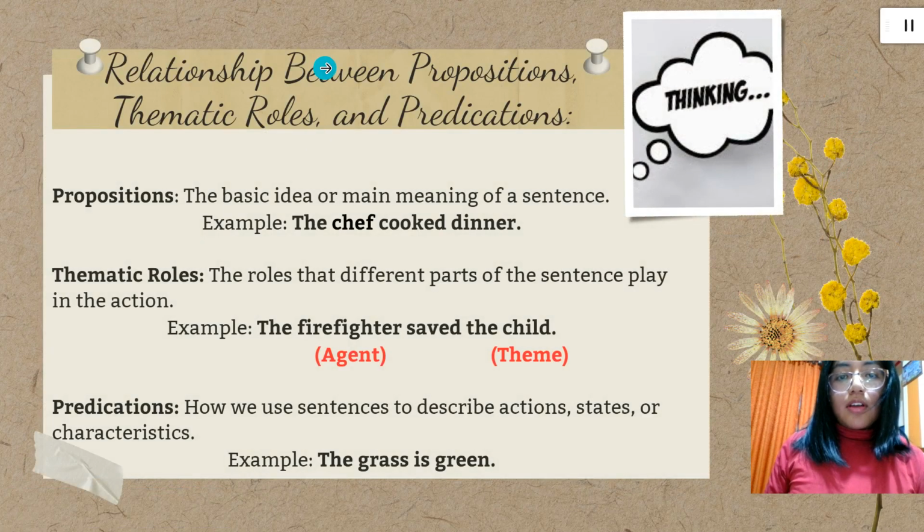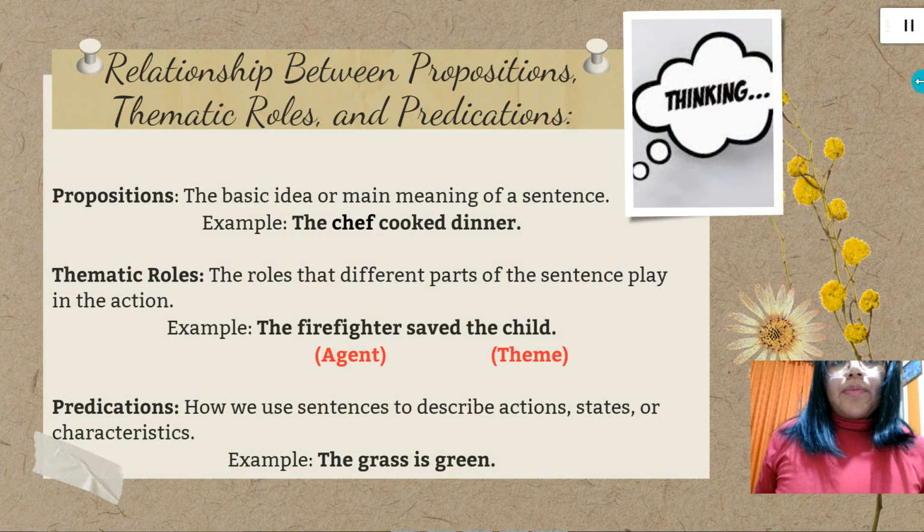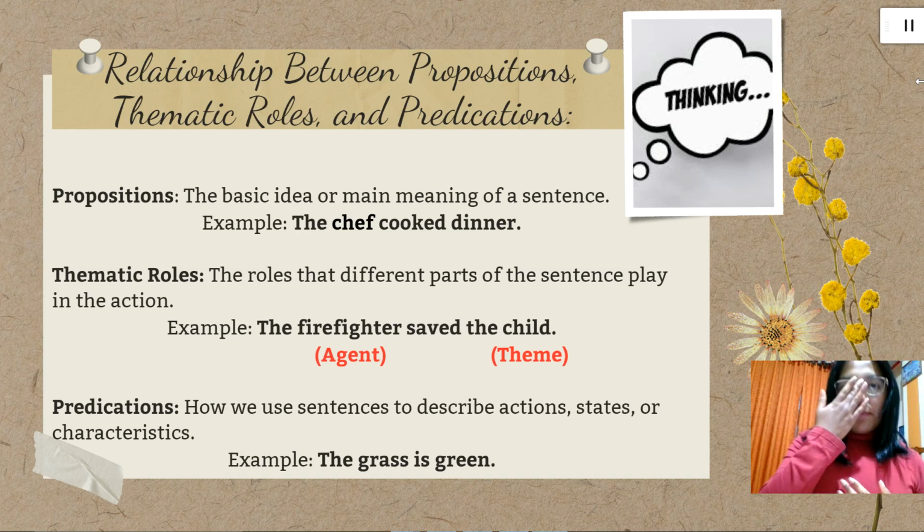Relationship between propositions, thematic roles, and predictions. Okay, so first, propositions. Think of this as the main idea or message of a sentence. So for example, the chef cooked dinner. In this case, the proposition is that a chef is cooking a meal.